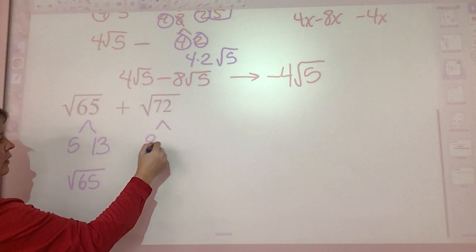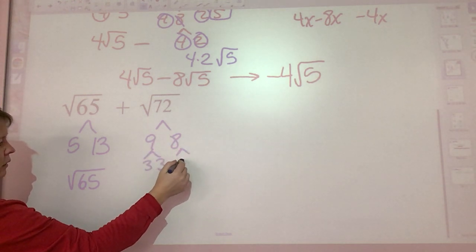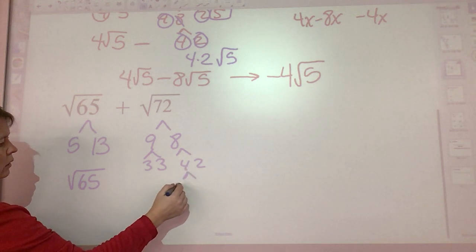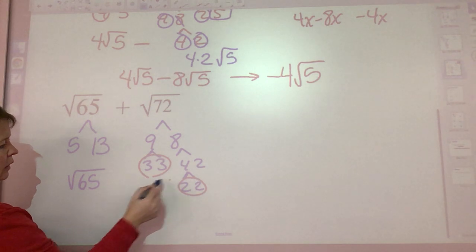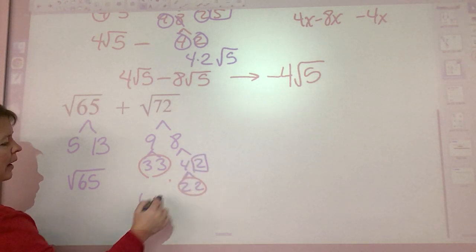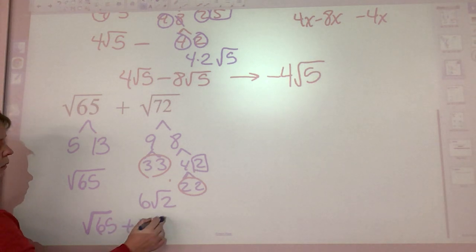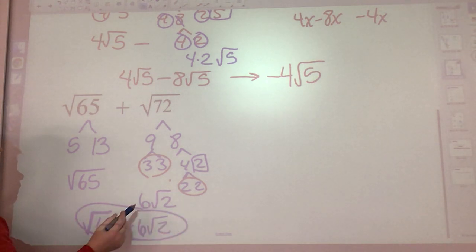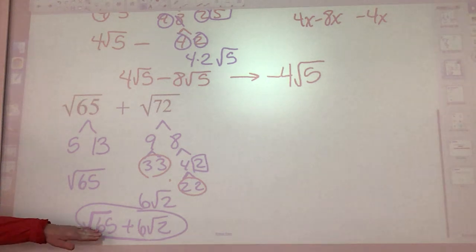Let's break down 72. I'll go into 9 and 8, 3 and 3, 4 and 2, 2 and 2. I have a pair of 2's, I have a pair of 3's. 3 times 2 is 6. What do I have left in the box? A square root of 2. So square root of 65 plus 6 square root of 2. You were able to simplify square root of 72, but you're not able to add those because they're not alike. So this becomes your final answer.